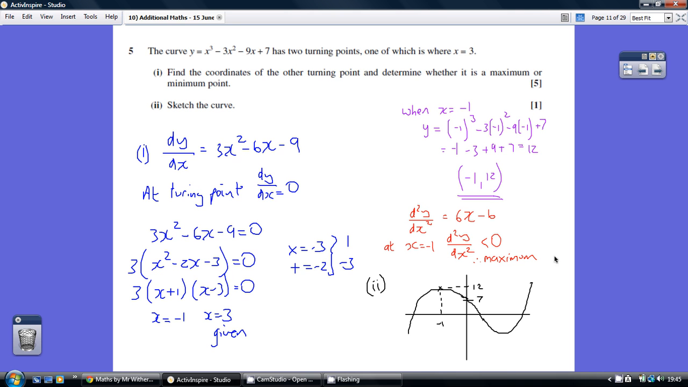And this is where we've sketched it. So remember, a positive cubic looks like this. Our maximum is at minus 1. Our minimum will be at 3 over here. And just to be on the safe side, I've also worked out where it crosses the y-axis. This is when x is 0, so when x is 0, the y value is 7.